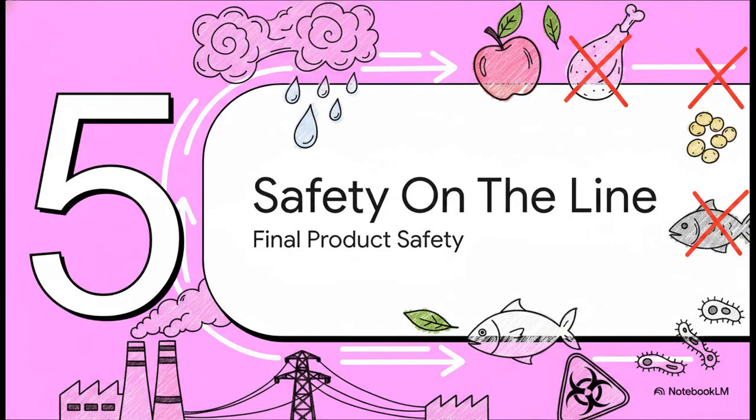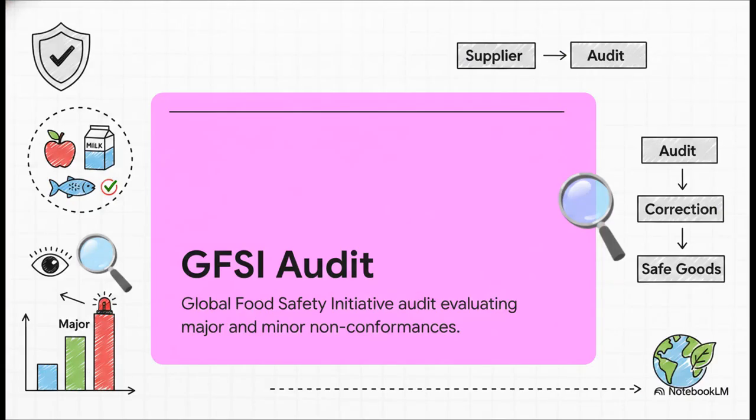Which brings us to Section 5, Safety on the Line. After all that sourcing, energy, and water, the final product still has to be safe to eat. To keep us safe from dangerous pathogens or chemical contamination, the industry leans on intense safety certifications, like the Global Food Safety Initiative, or GFSI.